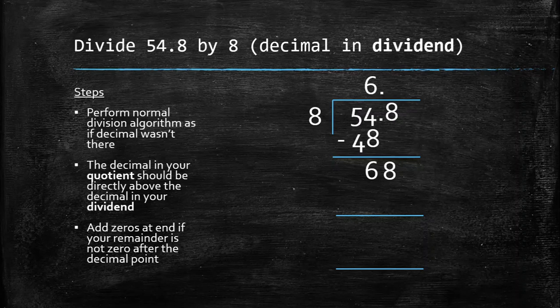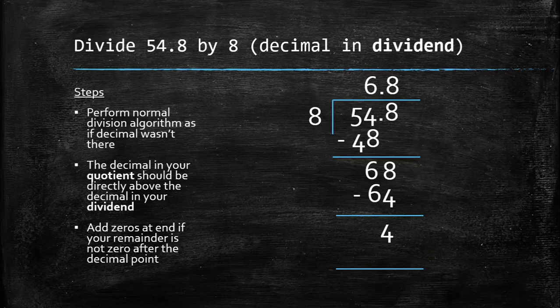We just carry down the 8. You don't have to carry down the decimal as you do the subtracting. You can if you want to, but it's not really a big deal. So now we ask ourselves, how many times does 8 go into 68? The answer there is 8, because 8 times 8 is 64. So again, we're going to subtract, and we have a remainder of 4.